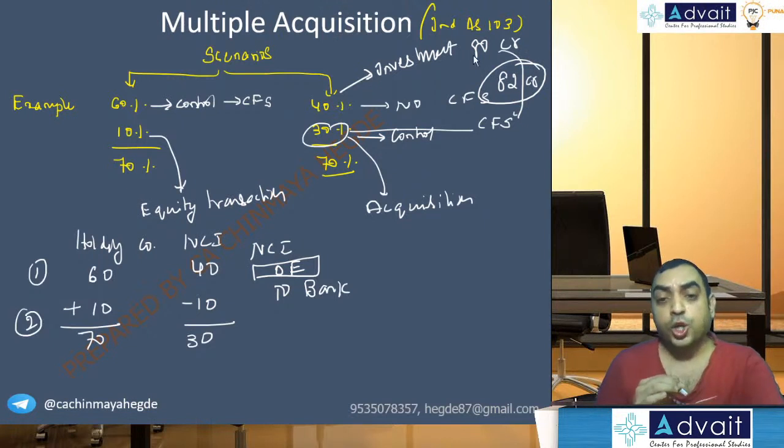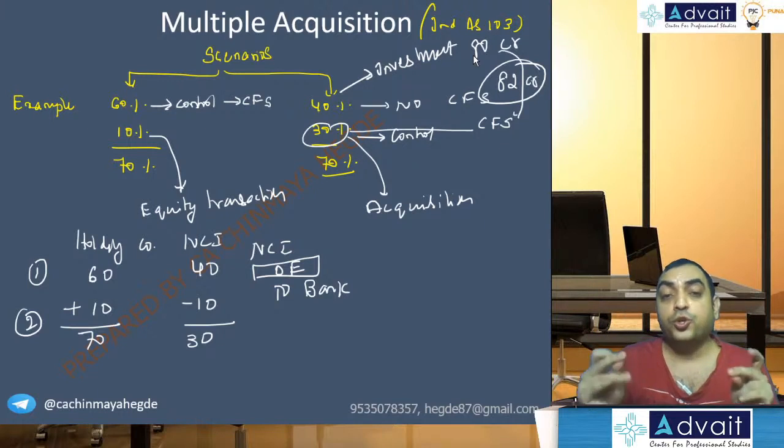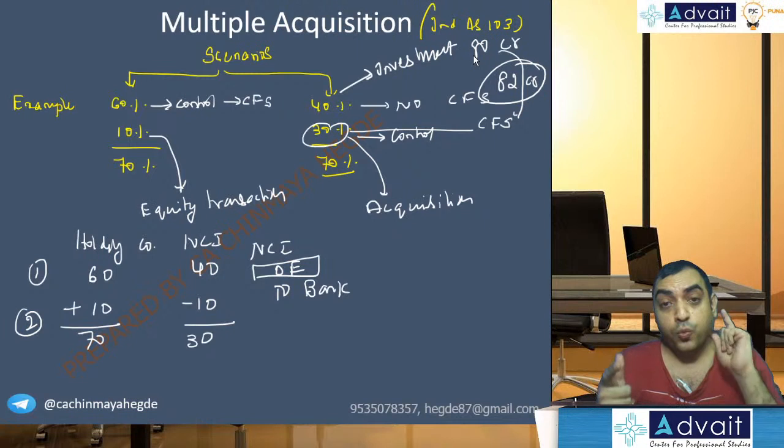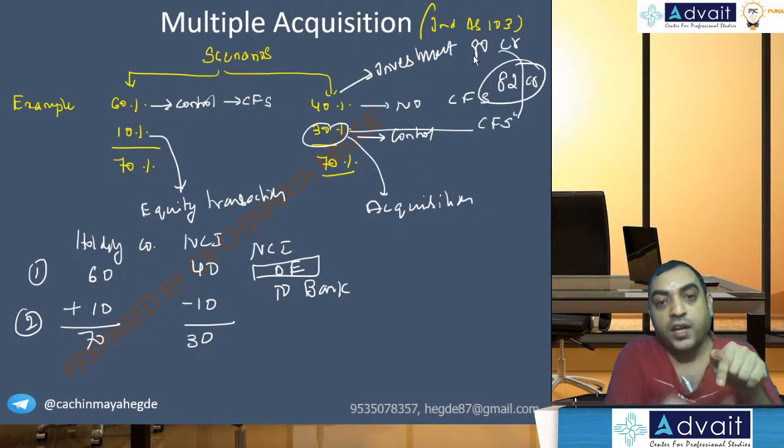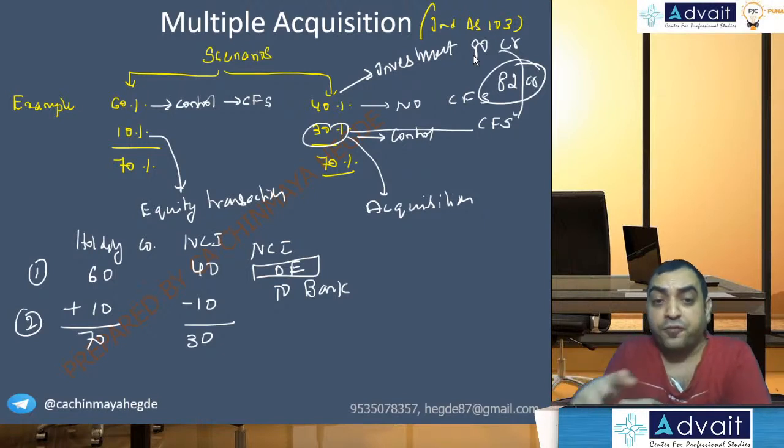So hope you got the conceptual clarity on the multiple acquisition of two scenarios. One scenario, in the first acquisition you got the control, then you acquired extra, NCI will reduce, your holding company share will increase, and the difference goes to other equity. In the second scenario, you acquire over a period of time and then you get the control.